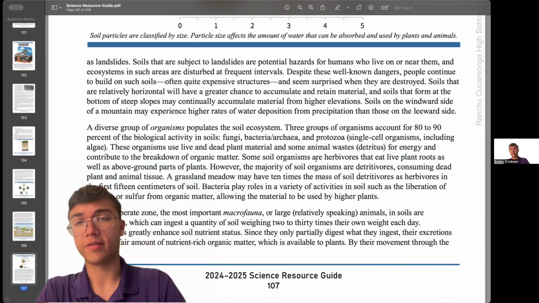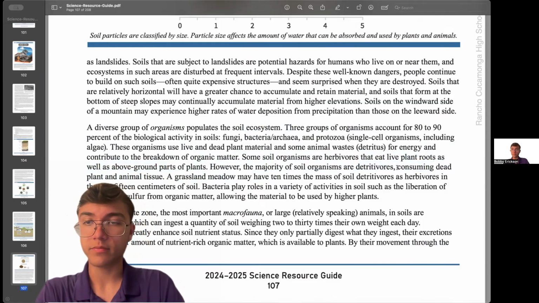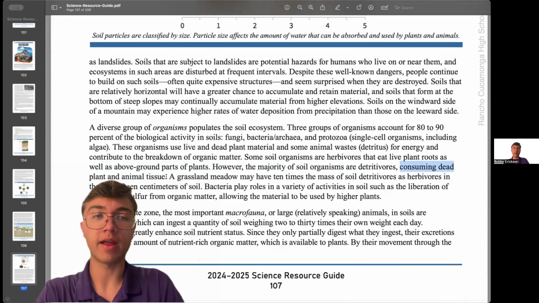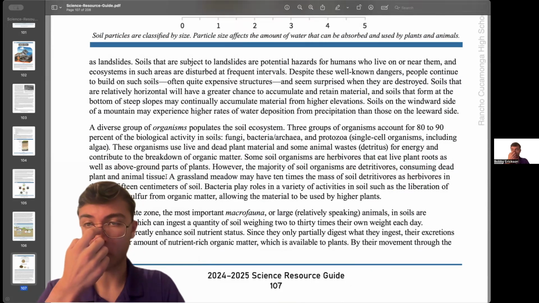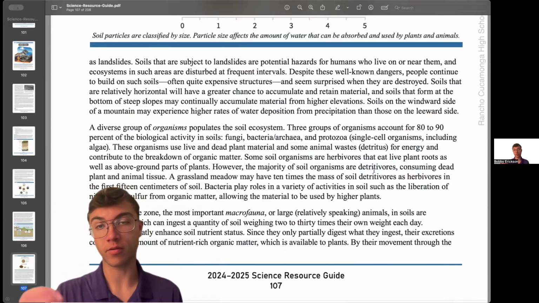But the majority of soil organisms are actually detrivores, and so they consume dead plant and animal tissue. So that just means, oh, lots of dead stuff. We eat it. That's what a detrivore is. And notice detritus and detrivore is actually very close, so you can remember it in that way.